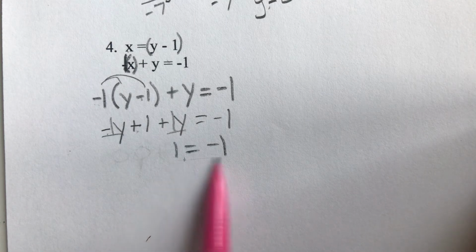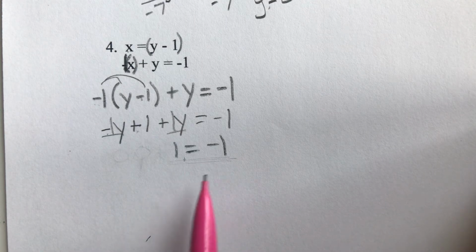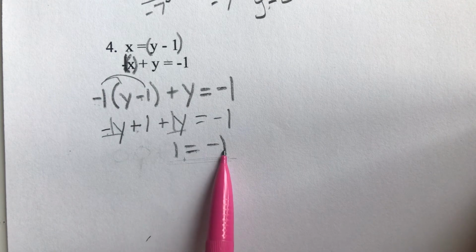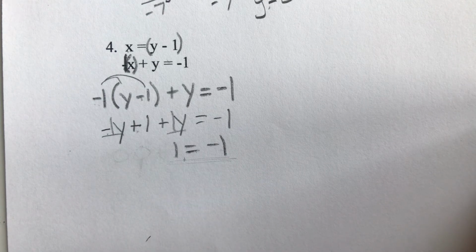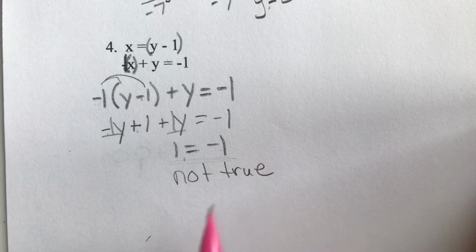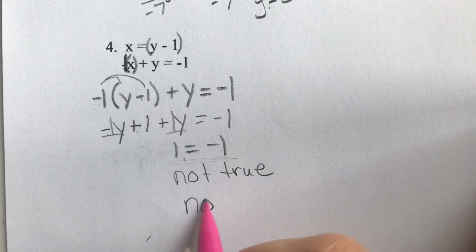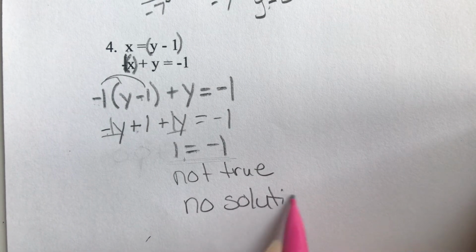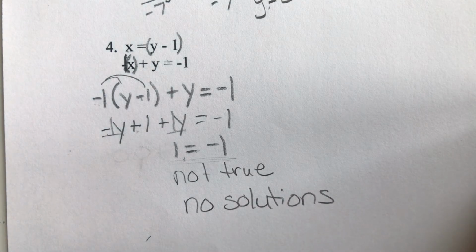Well, this tells us something. Is 1 equal to -1? Is that true? I hope you're saying no. It's not true. So if it's not true, there are no solutions. It doesn't matter what numbers we choose for x and y, we will never find a combination that works. This has no solutions.